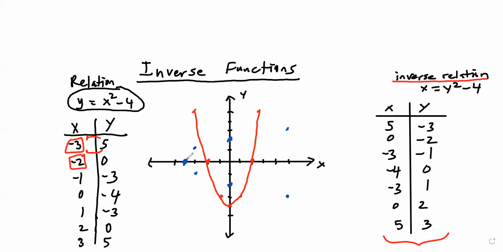So now you're just connecting these dots and you will get the inverse graph. So basically blue and red are inverses of each other. Okay, so if you just switch the x and y values, then you get an inverse relation of the given relation, as you see in this example.